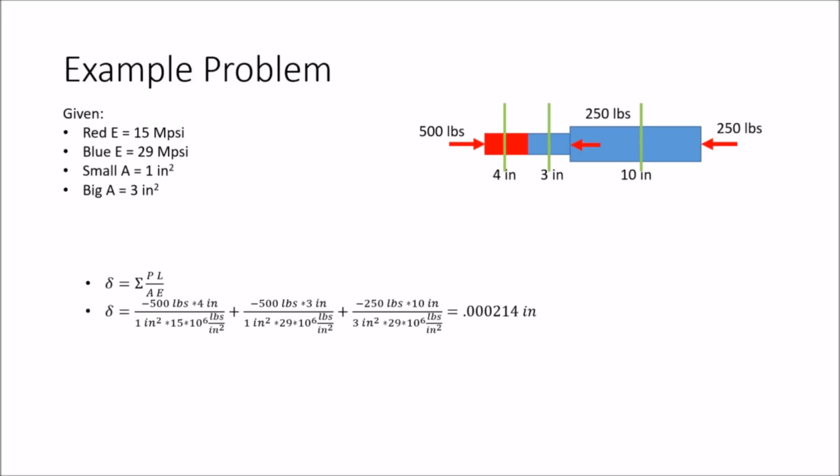Then what we do is take into account the length that the equation is true. For the red, it would be 4 inches, and for the blue, it would be 3 inches. We then apply the whole process to all 3 sections, and we get our total deflection of 0.000214 inches.